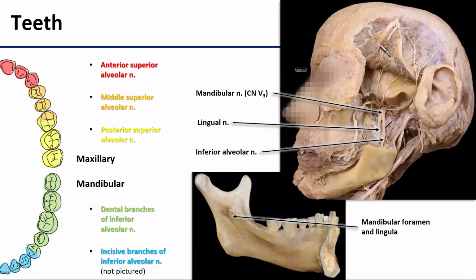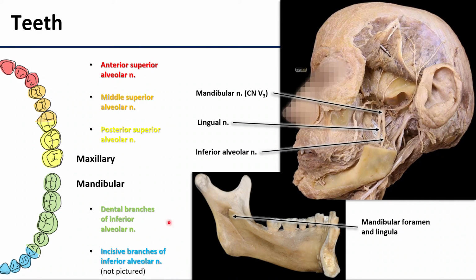Now, this question might have been a little bit tricky. So number one, that inferior first premolar has a split innervation between the dental branches of the inferior alveolar and the incisive branches of the inferior alveolar. But that is not the only reason why the inferior alveolar nerve as a whole is the correct answer here.